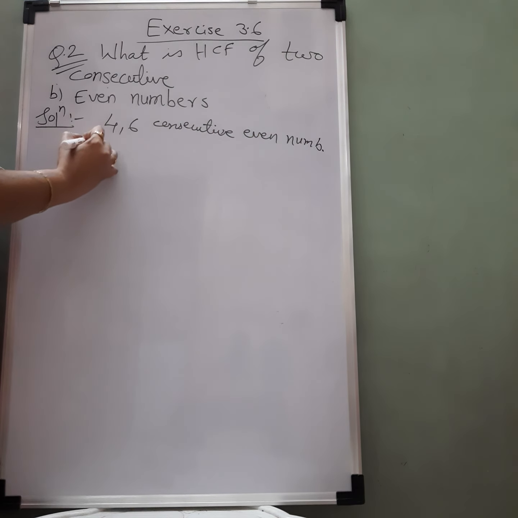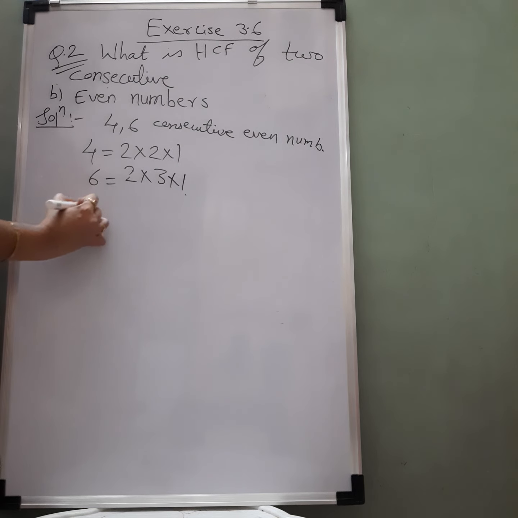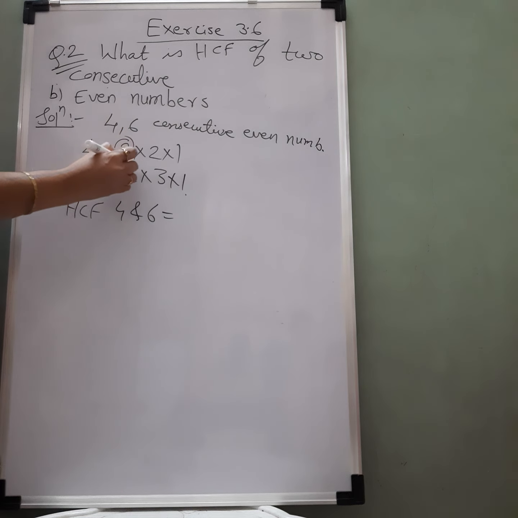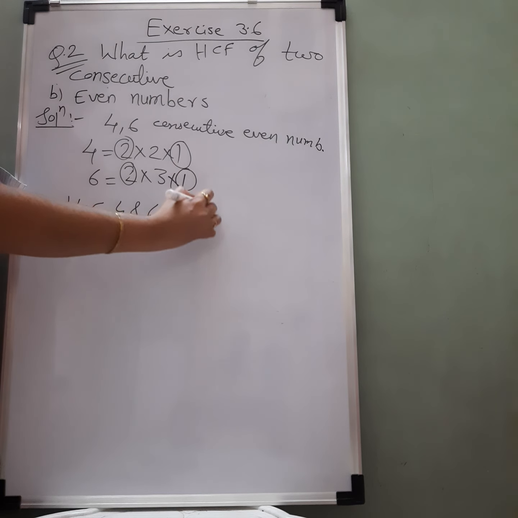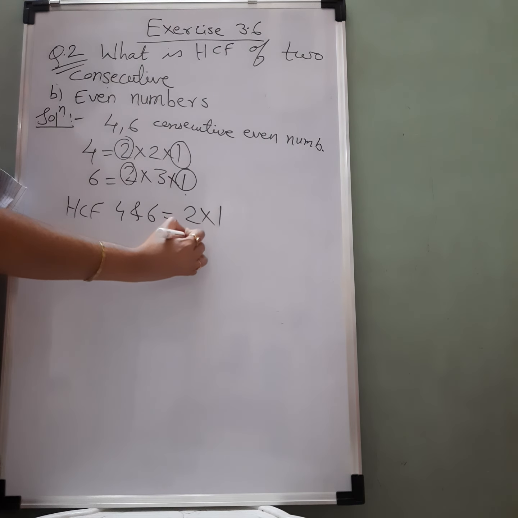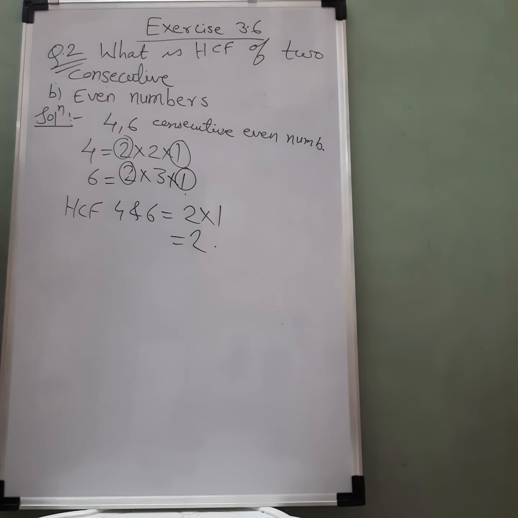then what is the prime factorization of 4? That is 2 into 2 into 1. What is the prime factorization of 6? That is 2 into 3 into 1. So here the HCF of 4 and 6, 2 is the common factor, and 1 is also a common factor. So the HCF of 4 and 6 is 2 into 1. So the HCF is 2. Similarly, you can find out the HCF of two consecutive odd numbers.